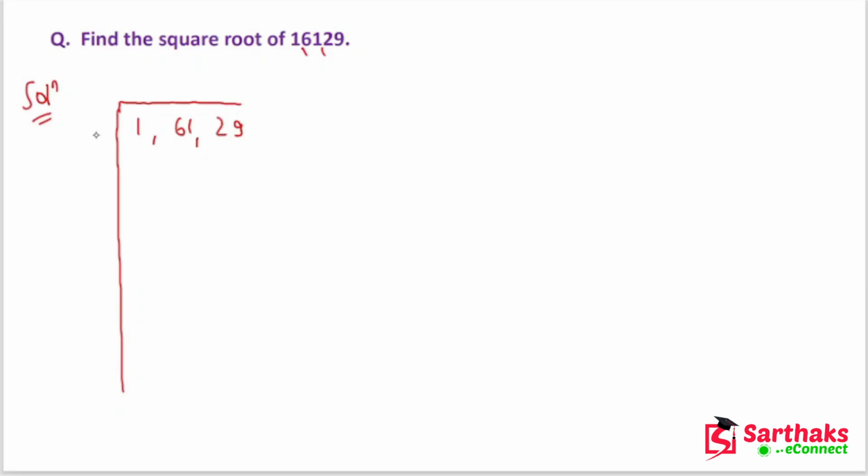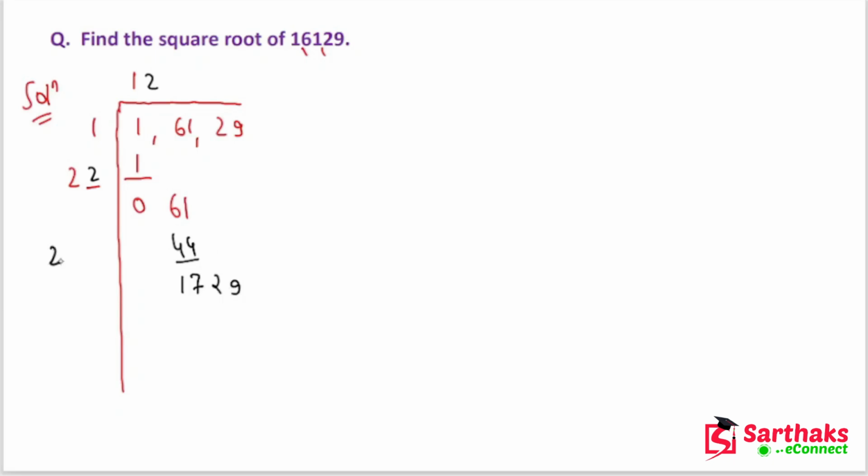Now obviously following the first step, 1 square is 1, so we'll write like this. It would be 0. We'll bring down 61. Now we'll double this 1, so it would be 2. We'll leave an empty space. Okay. Now 24 into 4 would be greater than this. 23 into 3 would be 69. So 22 into 2 would be just sufficient. It would be 44. Okay. Now you will get 17, and then we'll bring down the next period, 29.